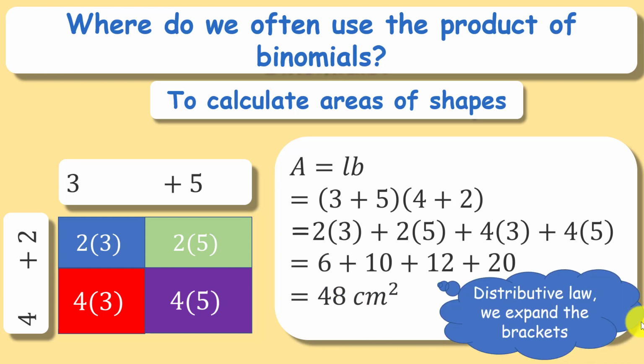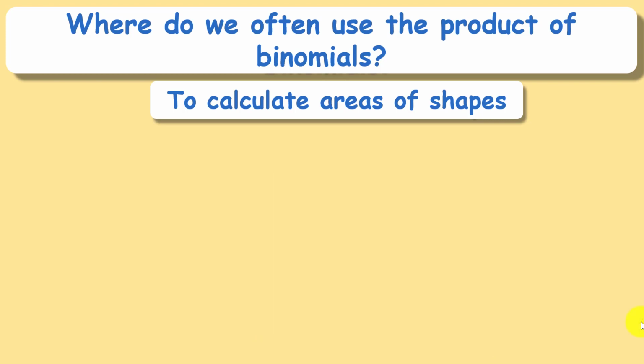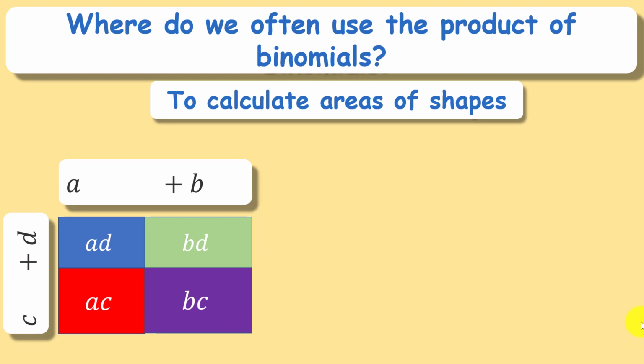So what did we do? We used the distributive law. We expanded the brackets. But what if we work with algebra? We've got the length of a rectangle, which is a plus b units. This means that this length from there to there is a units, and from there to there b units. So the total length is a plus b.